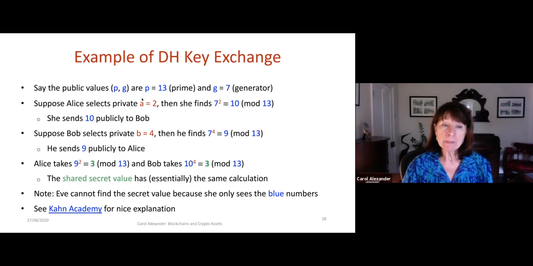And then Alice applies her secret 2 to 9. 9 squared is 81, which is congruent to 3 mod 13. And similarly, Bob takes 10 to the power 4, which is also congruent to 3 mod 13. So their shared secret value, essentially the same calculation, is something that Eve can't intercept. Eve only sees the blue numbers, so she can't find 3.